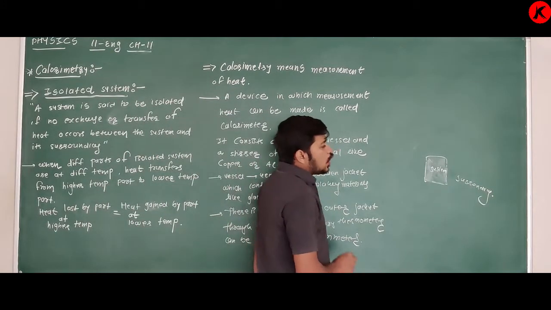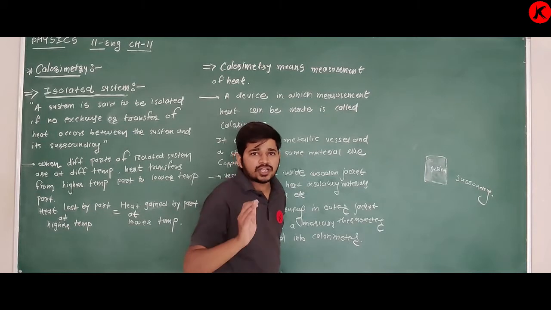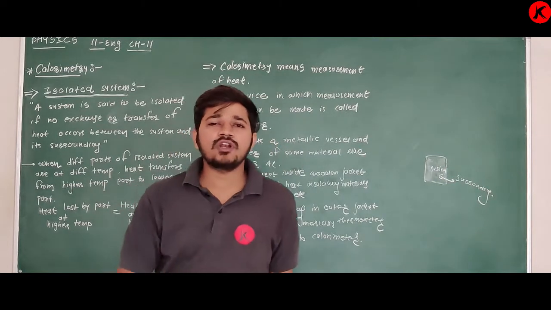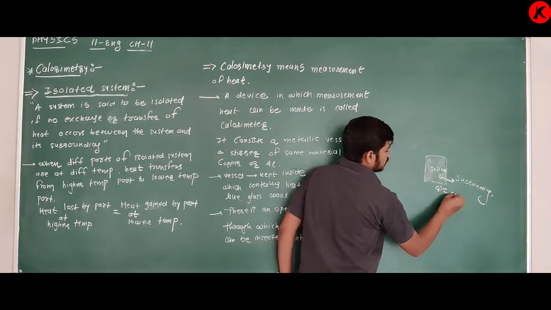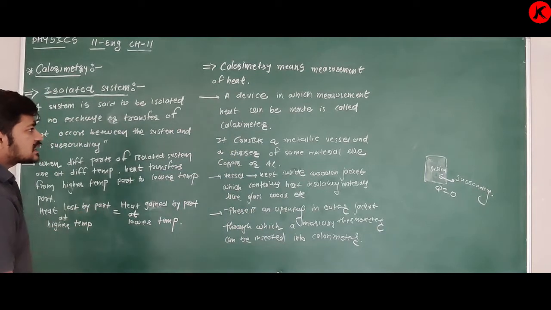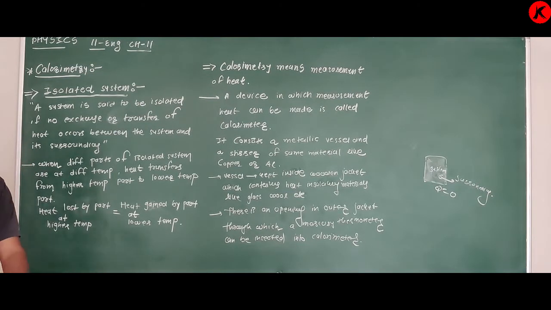If no exchange or transfer of heat takes place between system and surrounding, then that system is called an isolated system. No heat exchange, Q equal to 0 between system and surrounding, then such a system is called an isolated system. A system is said to be isolated if no exchange or transfer of heat occurs between the system and its surrounding. Simple.